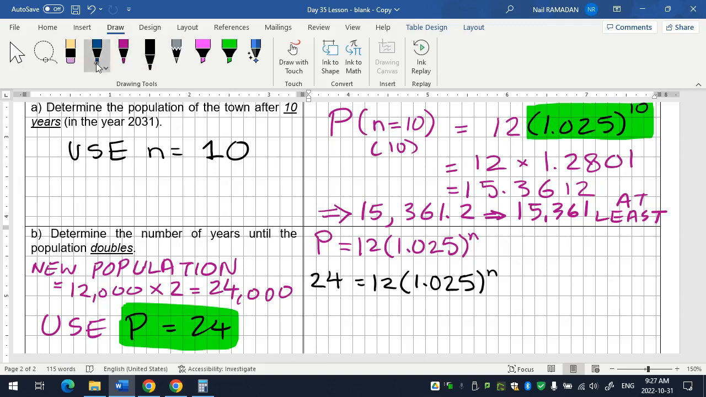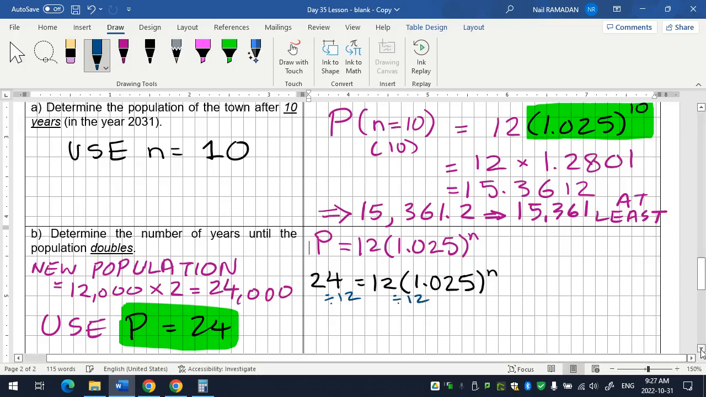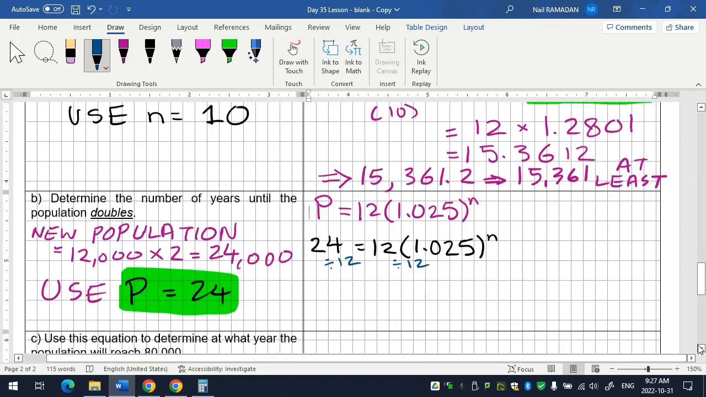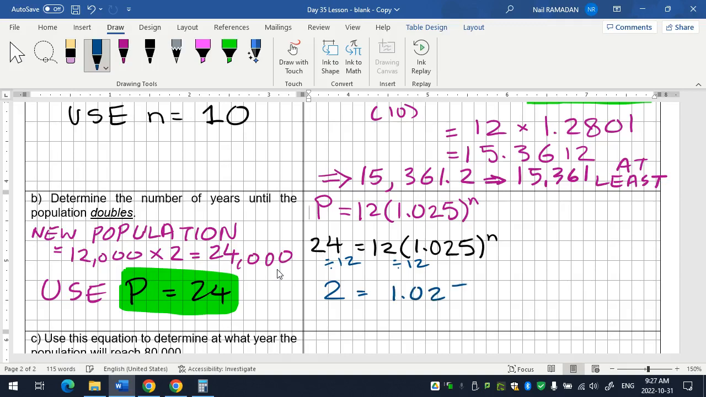So that means divide by 12 and divide here by 12. Okay. What's 24 divided by 12? 2, not 1, 2. Okay, what's 12 divided by itself? It cancels out to 1. So what do you just have? 1.025 to the n.